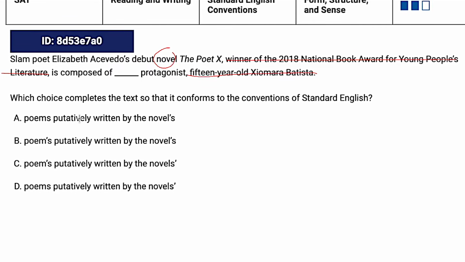All right, so my first question is, do the poems possess or own anything? Poems putatively written. This is not a noun. You cannot possess putatively, so we don't want possession, so we can get rid of B and C. And then, does the protagonist belong to the novel? Actually, it looks like it does, but do we have one or more than one novel? Let's see. Oh, we said the debut novel. So it's one novel. And if you remember, this would mean plural, so it can't be D. Our answer is going to be A, one novel.